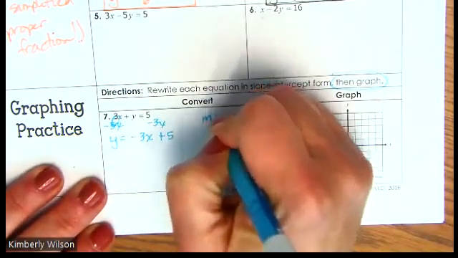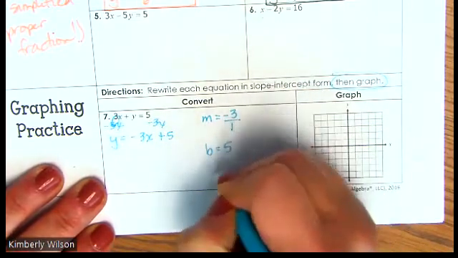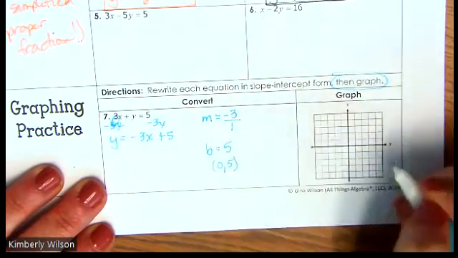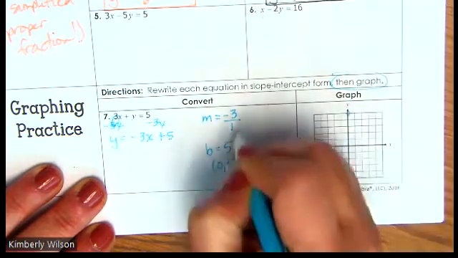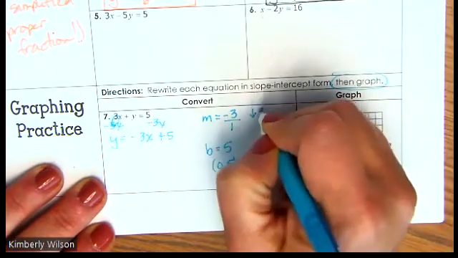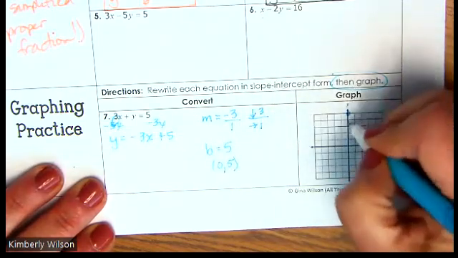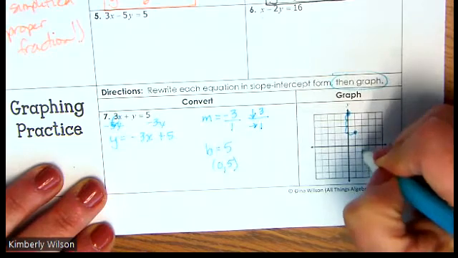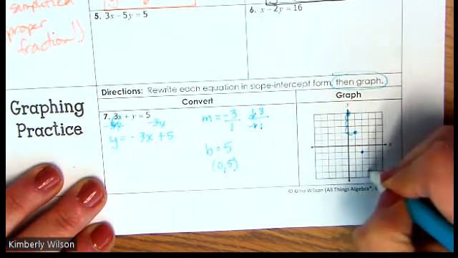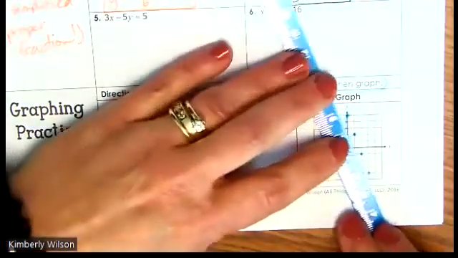So I pull out and I have my slope, which is negative 3 over 1. I have my b, which is 5, which is the point (0, 5). So I plot that first. There's my y-intercept. Now I use my slope, which is down 3, to the right 1. I can't go up, so I have to go down. 1, 2, 3 over 1. And now I continue the pattern all the way through, and I get my straight edge, and I play connect the dots.